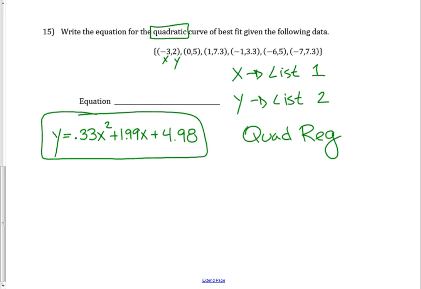Go over to Calc, and you're going to find option number 5, which says quad reg. Once you do calculate there, it'll give you an A value of 0.33, a B value of 1.99, and a C value of 4.98. Make sure you write out the equation, y equals, and you should get something that looks like this.